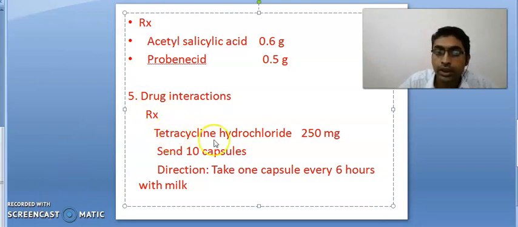A prescription contains tetracycline hydrochloride 250 mg, dispense 10 capsules, and the direction is to take 1 capsule every 6 hours with milk. But tetracycline interacts with calcium. Tetracycline should not be administered with calcium because an interaction occurs between tetracycline and calcium. Here the drug is to be administered with milk, which contains calcium. So there is an interaction between tetracycline and the calcium present in the milk. So tetracycline should not be dispensed with milk.